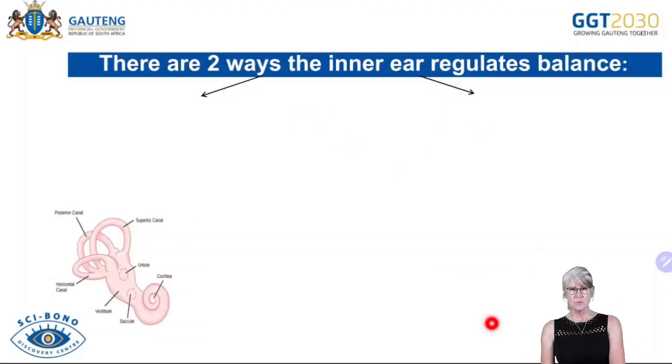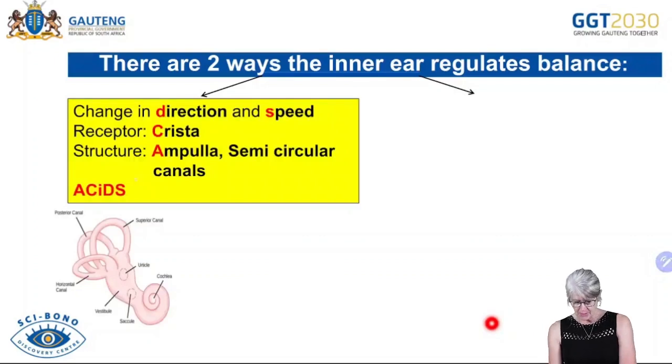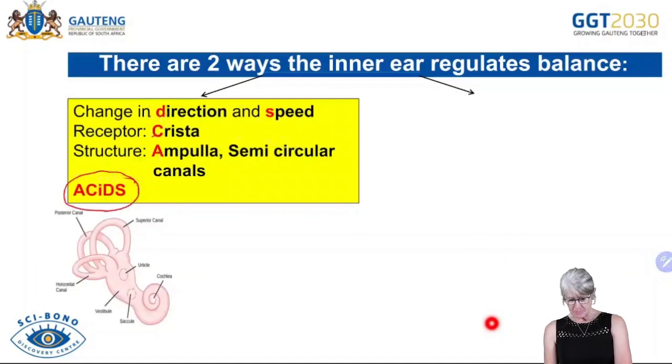So the two ways in which the inner ear regulates balance, and we've done a little bit of a mnemonic for you. We use the word ACIDS, and basically it means in the ampulla of the semicircular canals, the cristae are stimulated by direction and speed. As soon as I'm changing direction, or running or walking slower, they are sensitive to that. So it's the ampullae in the semicircular canals which have the cristae, and they are sensitive to direction and speed, and they maintain balance in that way.